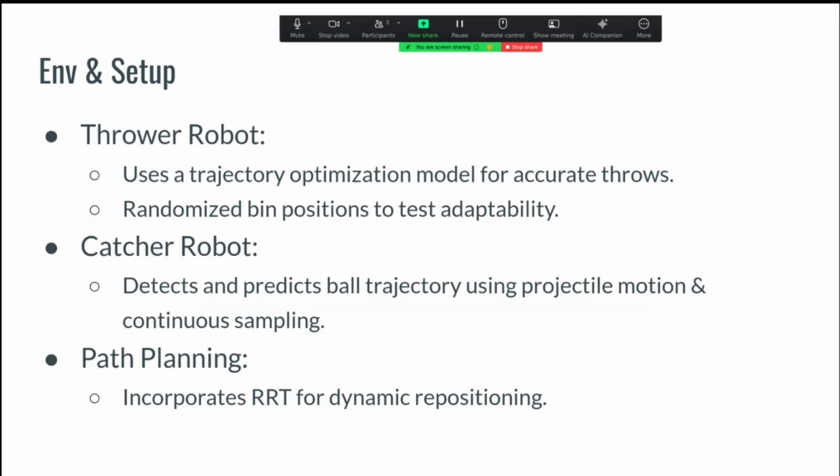For the environment, we had a thrower robot which uses projectile motion and also some trajectory optimization model to calculate accurate throws, and we used randomized wing positions to test its robustness. And we also have a catching robot which detects and predicts ball trajectory using projectile motion from points which are sampled continuously. And we integrated RRT for the dynamic repositioning.